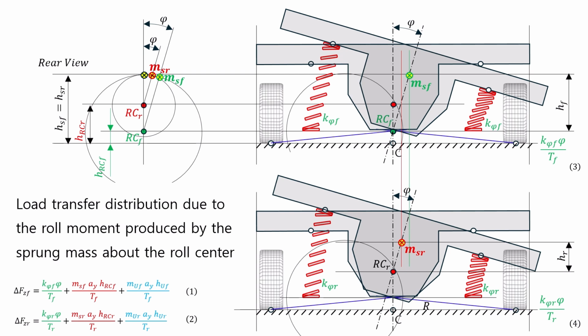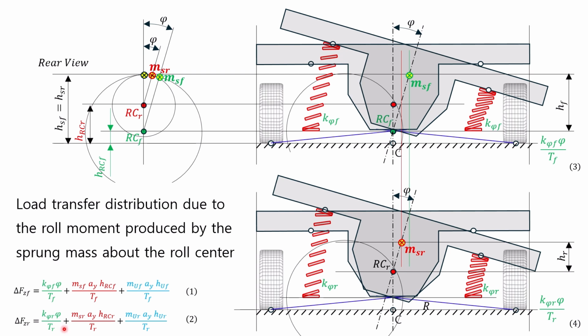Let's examine the load transfer distribution based on the roll moment produced by the forces acting at the sprung mass centers about the roll centers. The roll moments of the forces acting at the sprung mass centers can be expressed by equation 3, which is the first term of equation 1 for the front suspension, and by equation 4, which is the first term of equation 2 for the rear suspension.